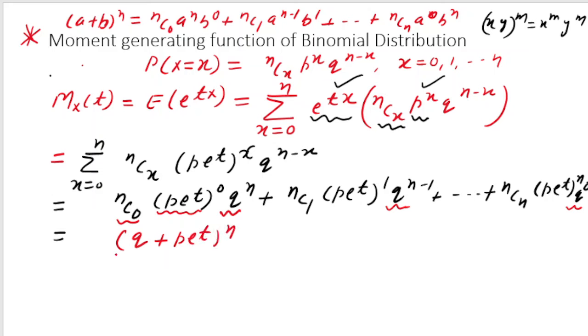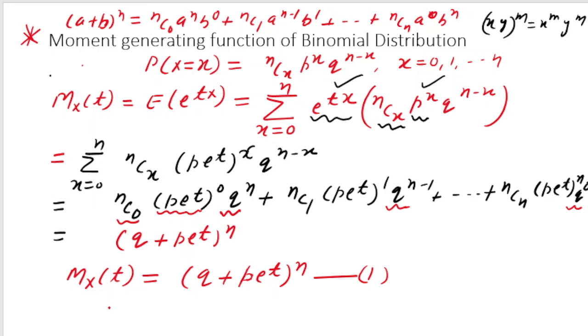So the first question that they may ask you is which of the following is the moment generating function for the binomial distribution. The answer is that the moment generating function for the binomial distribution is given by (q plus p into e to the power t) whole to the power n, where you understand that p is the probability of success, q is the probability of failure. So this is the first thing I have got. Now I got the moment generating function.